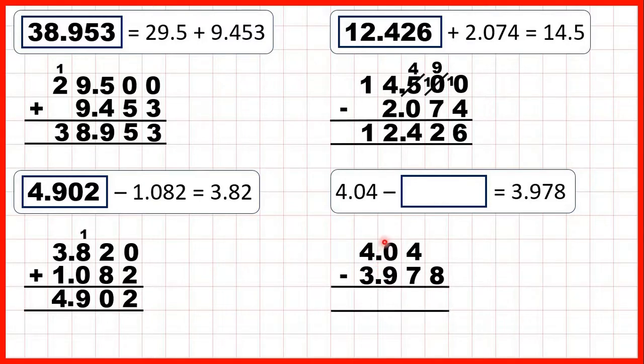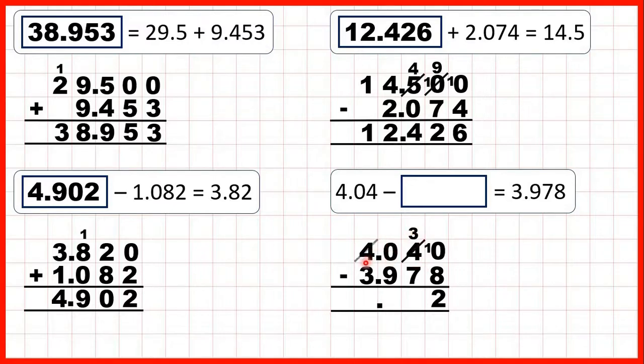Our decimal points are lined up, so we can write a 0 in this empty square and copy the decimal point down into our answer, so that's lined up as well. We can't do 0 minus 8, so go to the left, 1 less, 1 in front. 10 minus 8 is 2. Now we can't do 3 minus 7, and when we go to the left we have a 0.